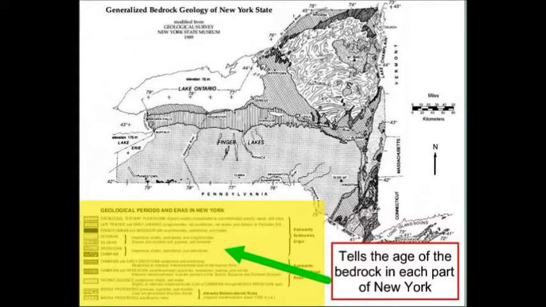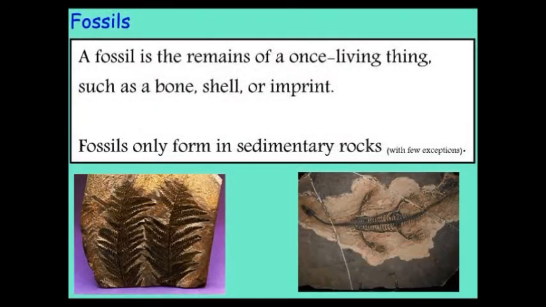Notice down here in the lower left, the type of symbol tells the age of the bedrock in each part of New York State. A fossil is the remains of a once living thing, such as a bone, shell, or imprint. Fossils only form in sedimentary rocks with a few exceptions, and the exceptions are pretty much volcanic ash.